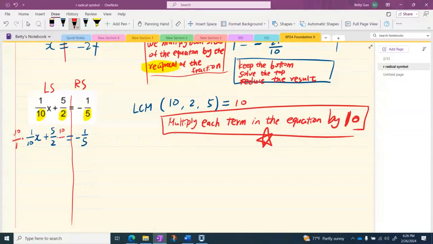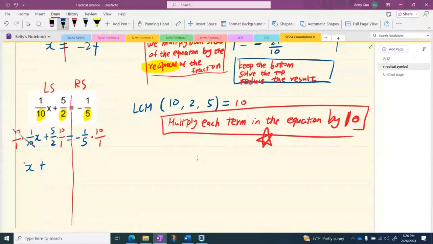Here, here, and here. Let me know if you see what happened here. The blue color gives us the original equation, and the red color is the new thing. I multiply all the three terms in the equation by 10, by the LCM. By the butterfly method, cancel, cancel, right? So the first term becomes x. What happened to the second term when we multiply 5/2 by 10/1?